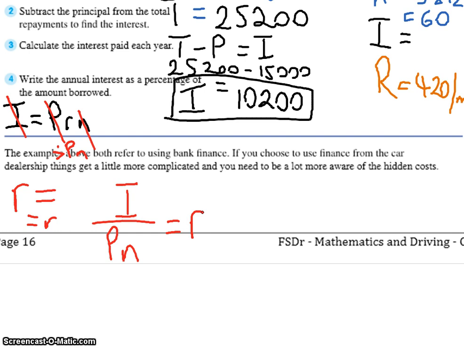I divided by PN equals R. All I've done is divide both sides by PN so I can get R on its own. I haven't substituted any numbers in yet. I've just rearranged the formula. And now you substitute the numbers in. Can you all see what I've done? Yeah. Cool.